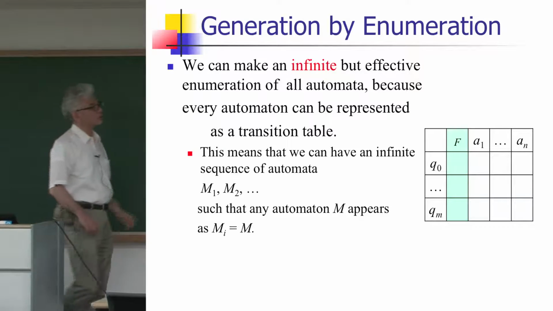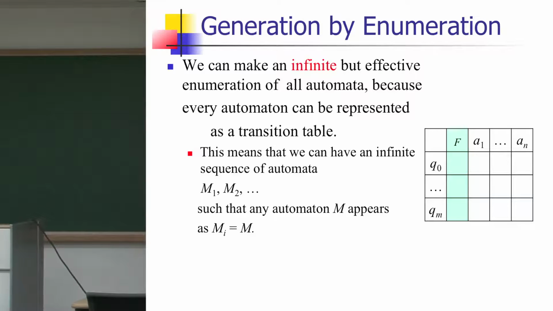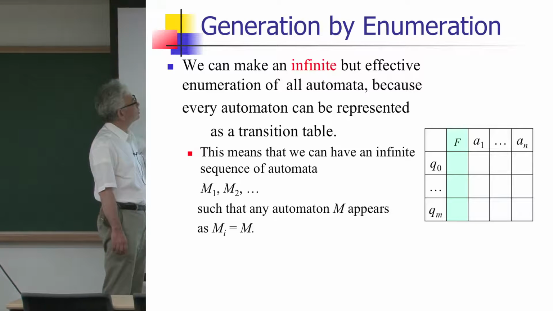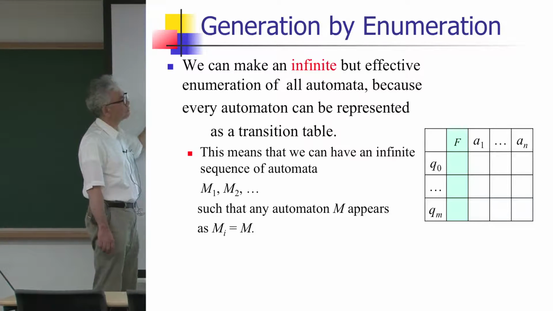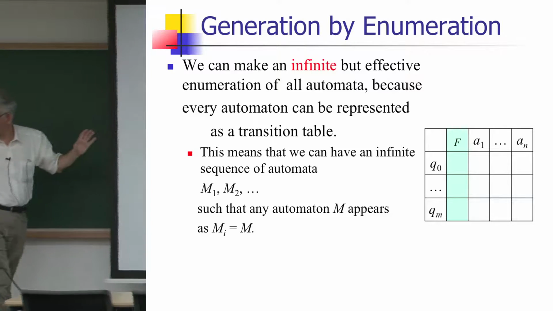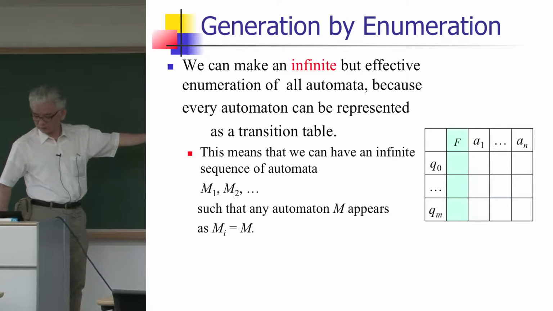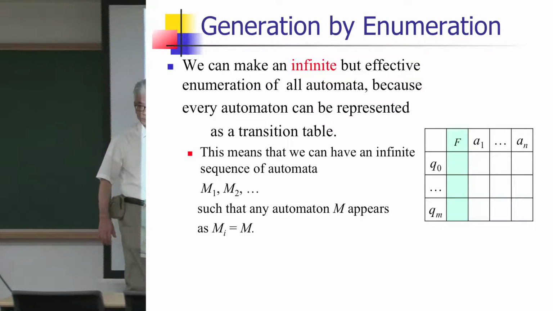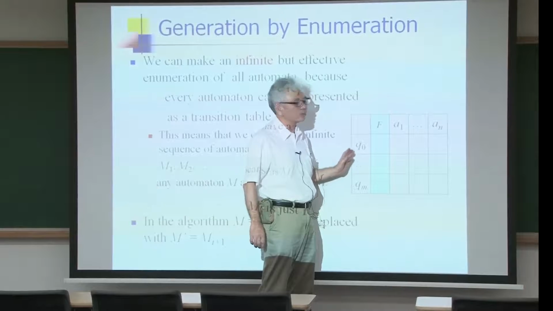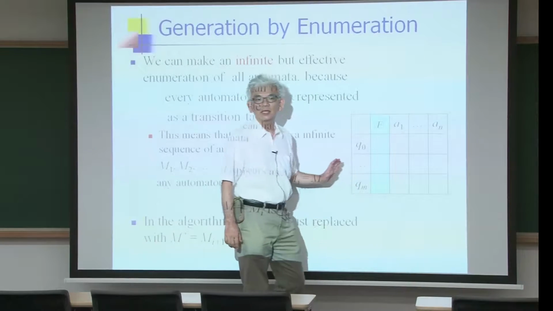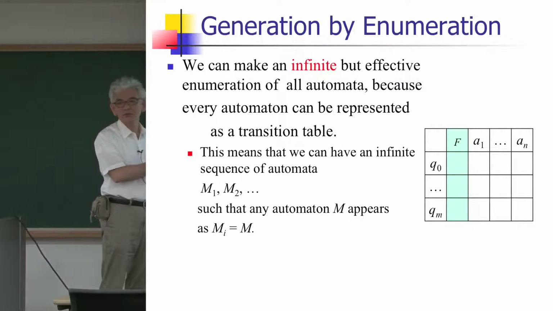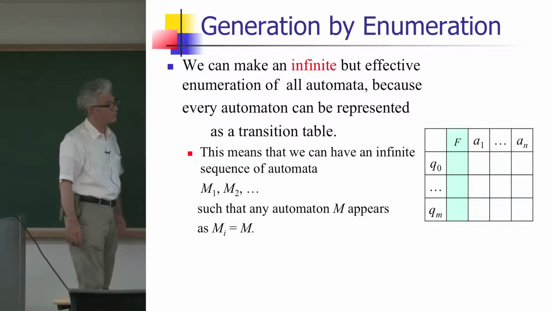Okay, so such an enumeration can be realized in this way, because this method is based on the fact that every automaton is not only a directed graph like this, but it can be represented as a table. So this table consists of finite elements, so we can enumerate all such tables from smaller ones to larger ones.